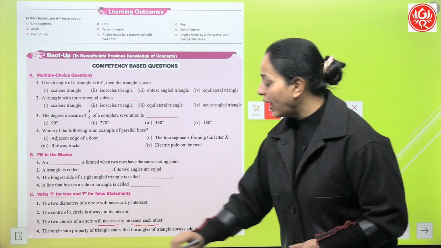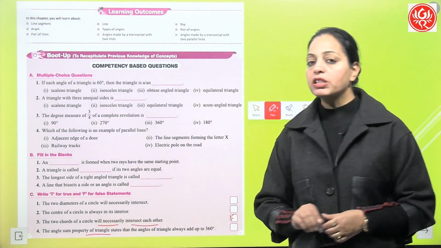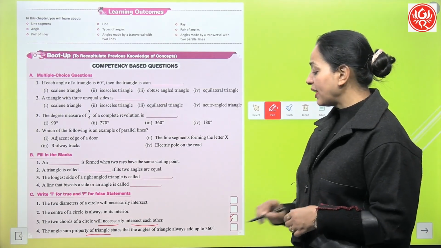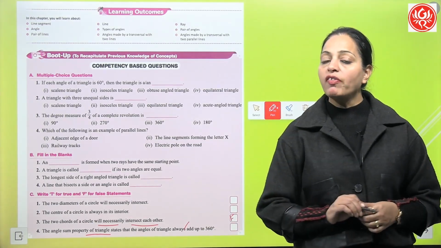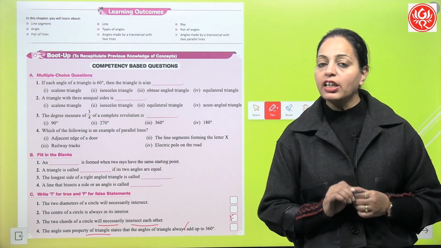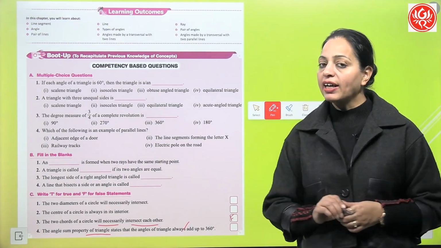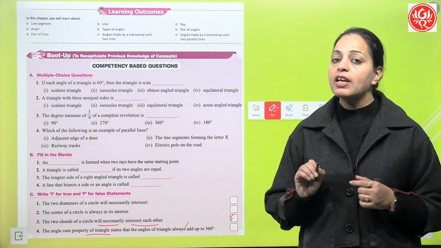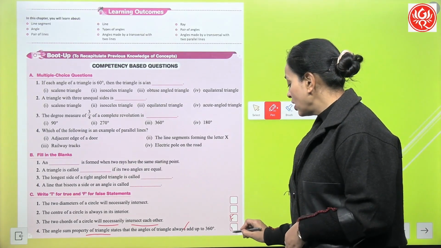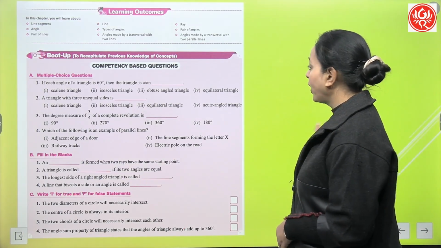Then the fourth one, the angle sum property of a triangle states that the angles of a triangle always add up to 360 degree. No, the sum of the angles of a triangle is always 180 degree. So this is false, right?